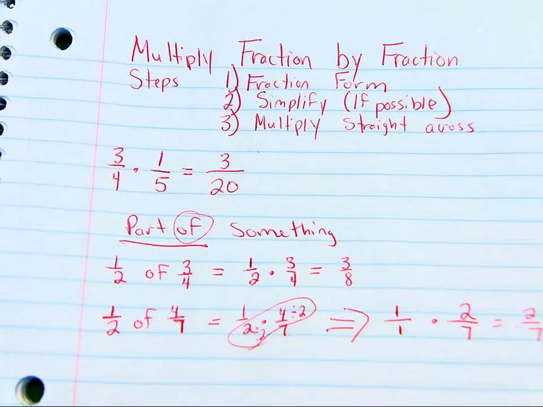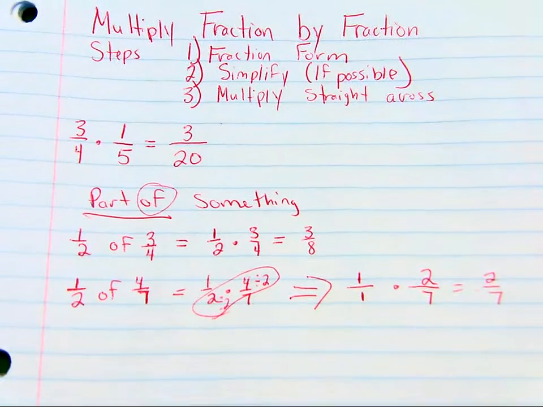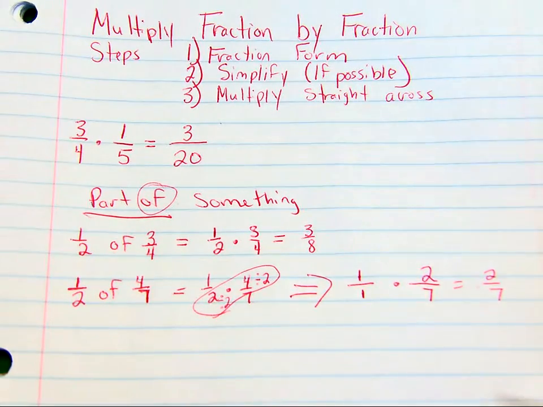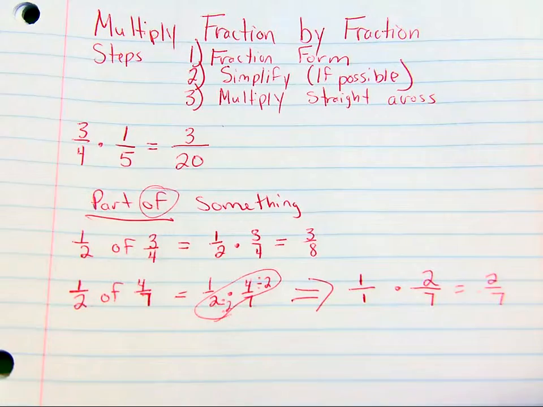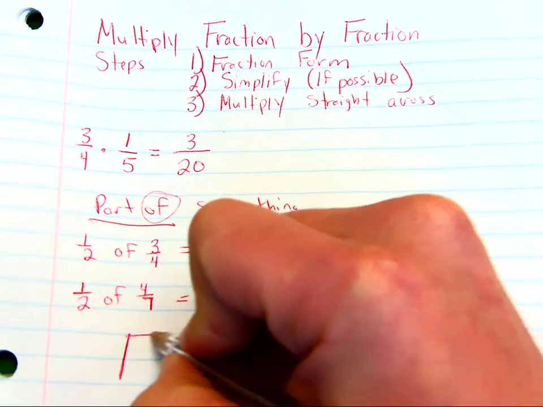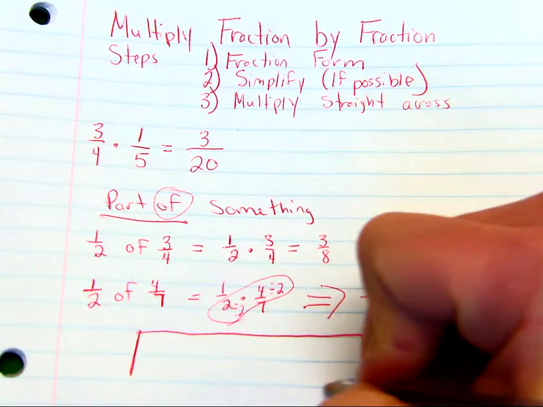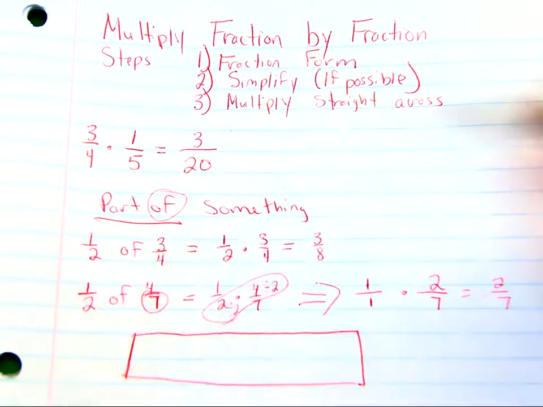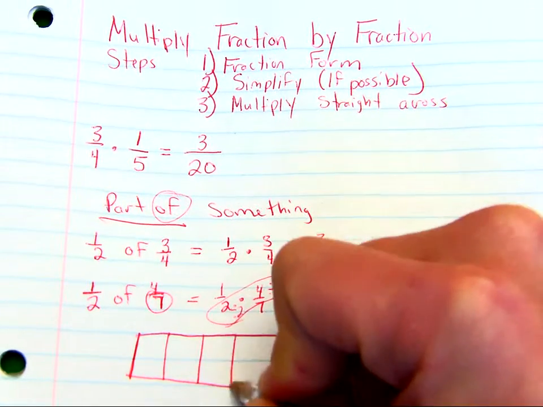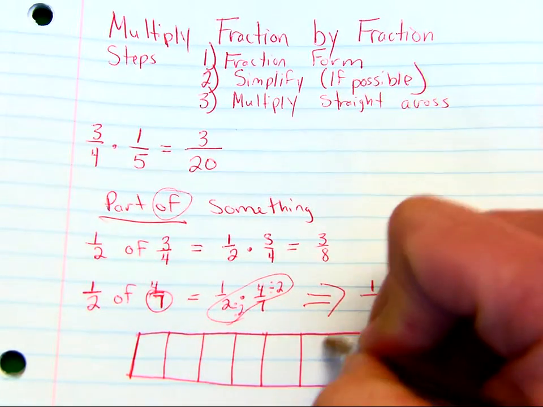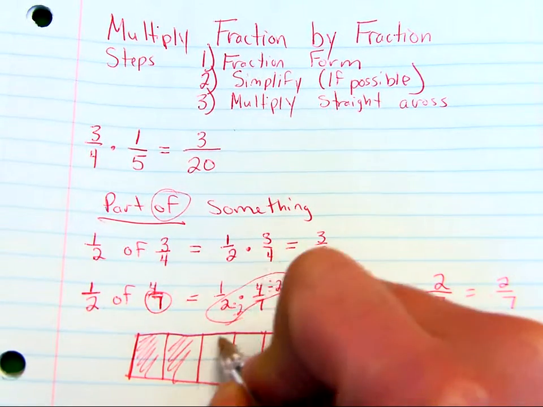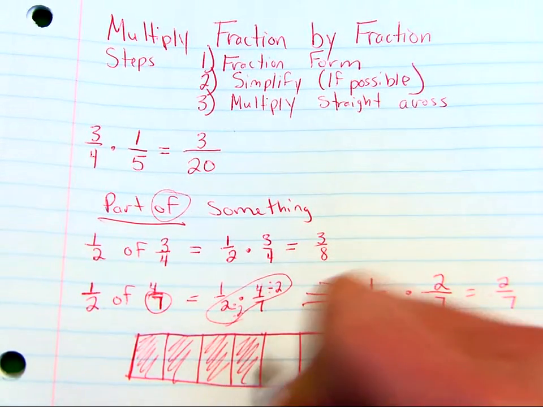You could also model that. Okay, and I'm going to show you how you can do that. I'll just use this one. It's a good example. Half of 4/7. So I would draw in here 4/7. Since I'm dealing with 7ths, it's going to have 7 parts. 1, 2, 3, 4, 5, 6, and 7. 4/7. 1, 2, 3, 4.